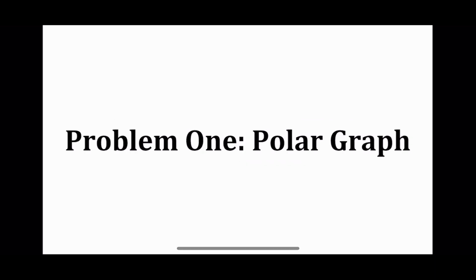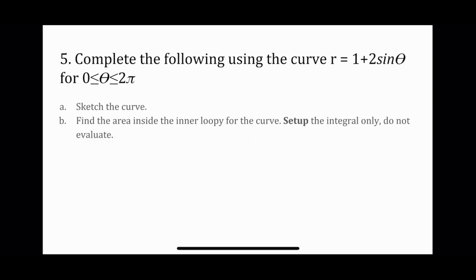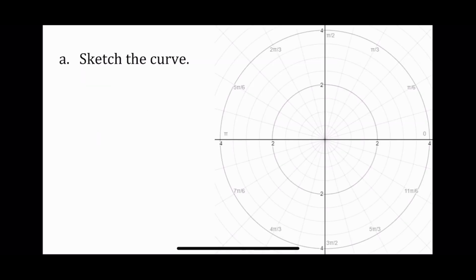So our first problem is a polar graph problem, and in this problem we have to sketch the curve and find the area inside of the inner loop for the curve r = 1 + 2 sine theta, for 0 to 2 pi, by setting up the integral. So we're going to start by sketching the curve.